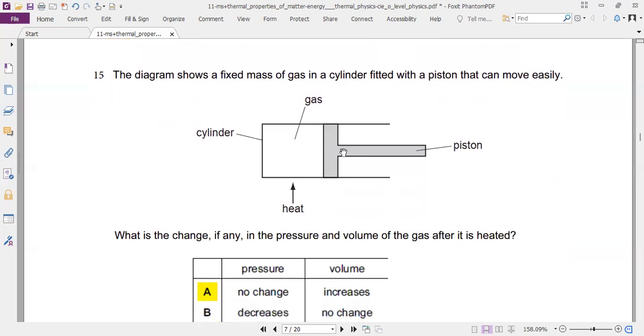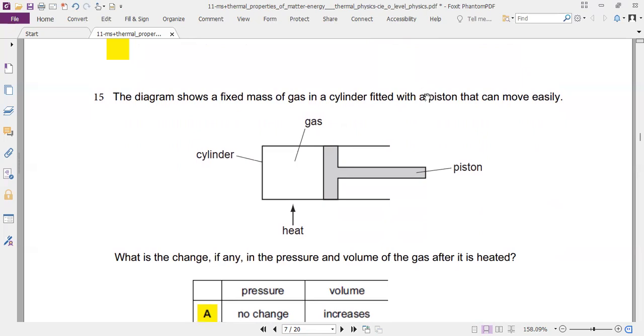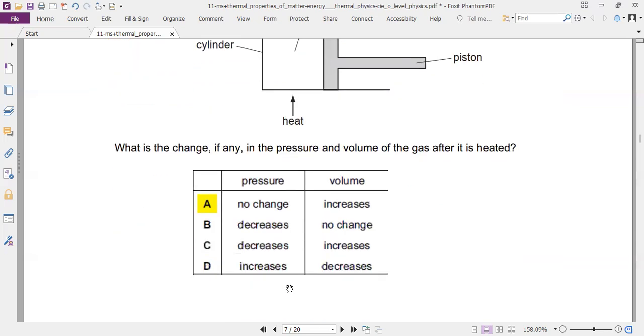So there is no change in pressure because of this statement. The piston can move easily. When you heat it up, the volume will increase, pushing the piston, which will move up. So pressure will remain the same, volume will increase.